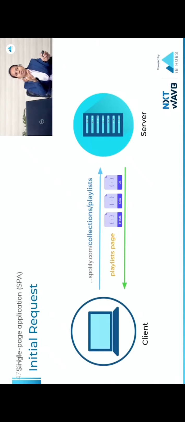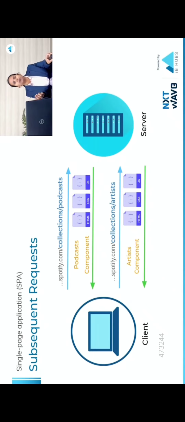So in the initial request of a single page application, say initially you access /collection/playlists. Then the corresponding HTML, CSS and JavaScript files will be fetched from the server. The entire playlist page will be fetched from the server. Later on, when you have subsequent requests, like let's say now you access /collection/podcast, which is again another path, that is another URL.